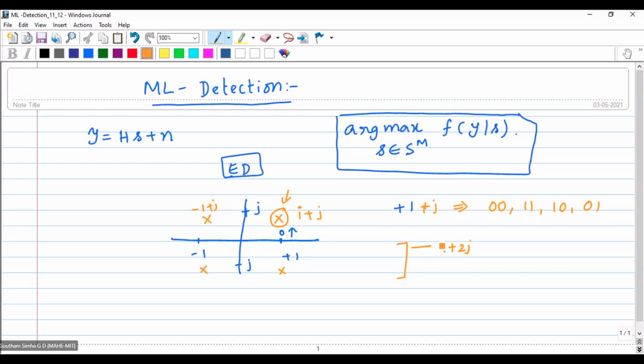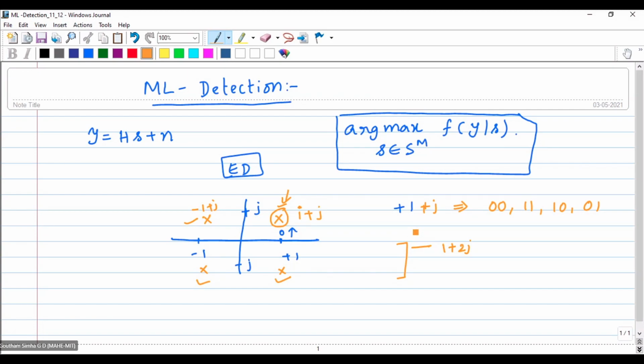Exhaustively searching all the candidate vectors means I am checking whether this point has been transmitted, or this point, or this or this. How would I know which was radiated? As I told you in the last class, it will be decided based on the minimal distance. We will see what that minimal distance is and how to go about it. So the ML detection criterion is very simple: it is carried out by exhaustively searching all candidate vectors.